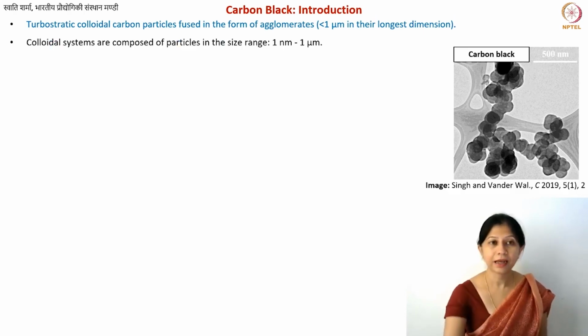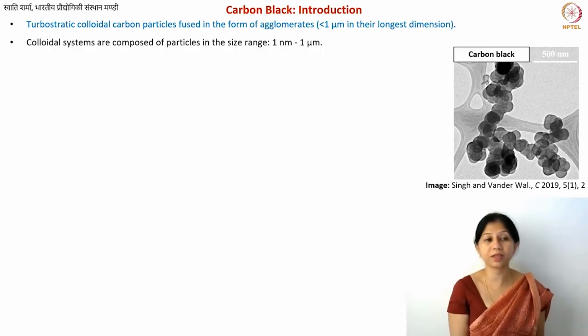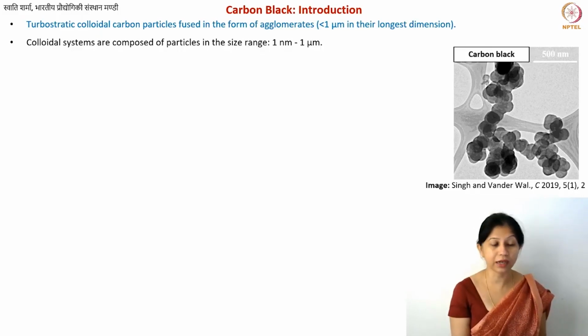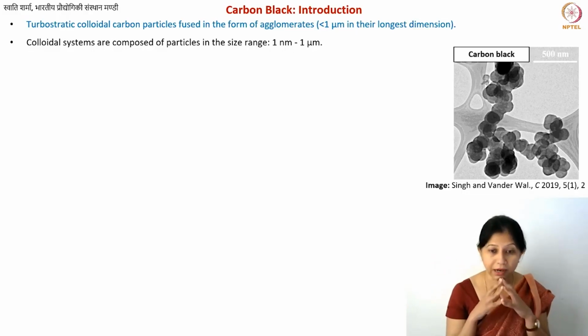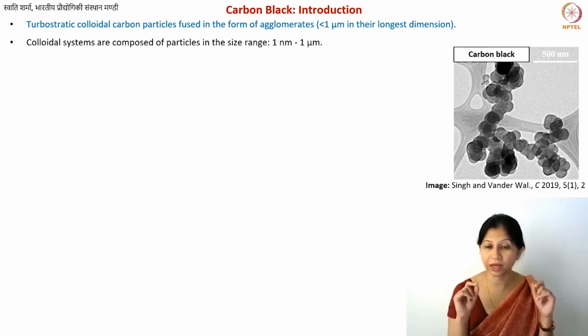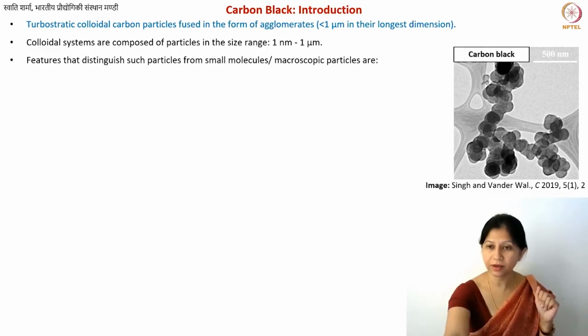Now let's talk a little more about colloidal systems. What is most important in a colloidal system is the size of the particle. If the particle is too large, then it will settle. If it is too small, then you don't call it a colloidal system. So we are going to compare colloidal systems with both small molecules and macroscale particles. In the case of colloidal particles, you need to have the size range within 1 nanometer to 1 micrometer. So this is the definition.